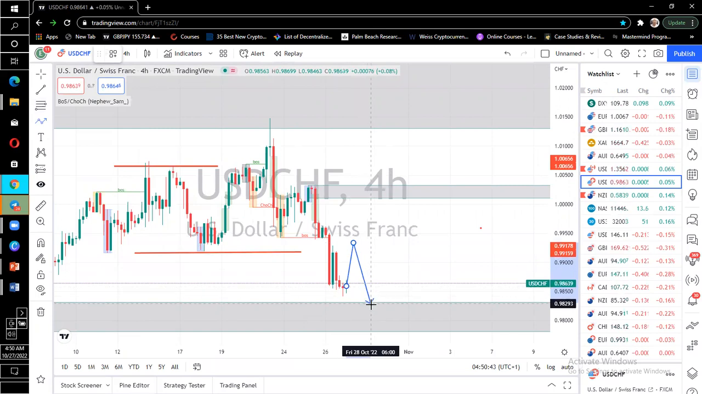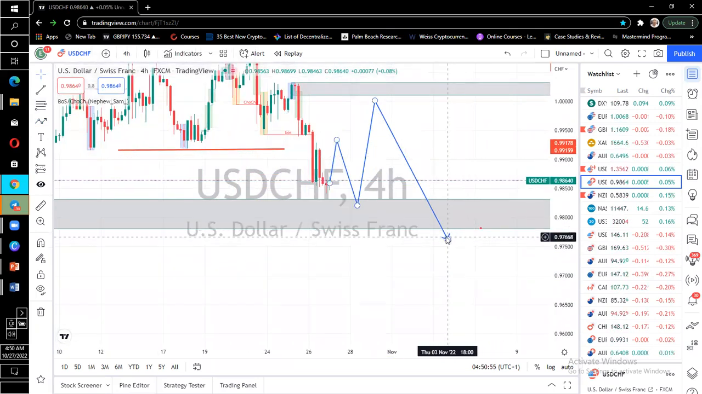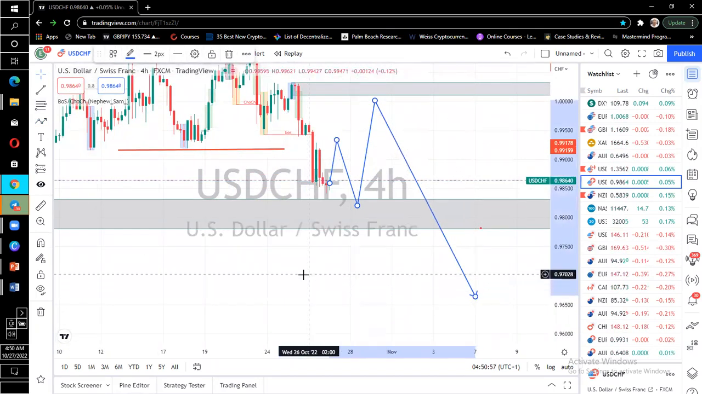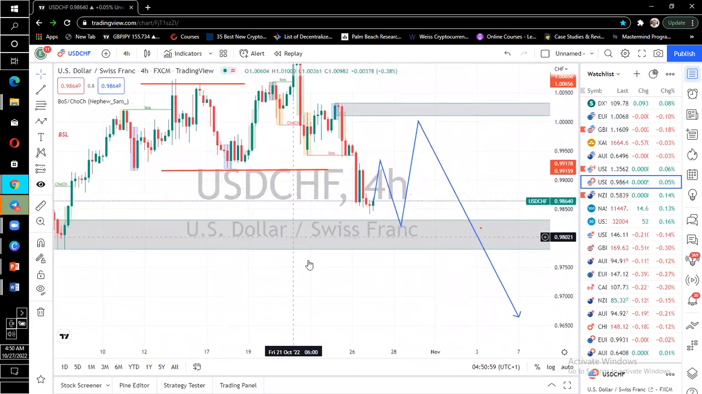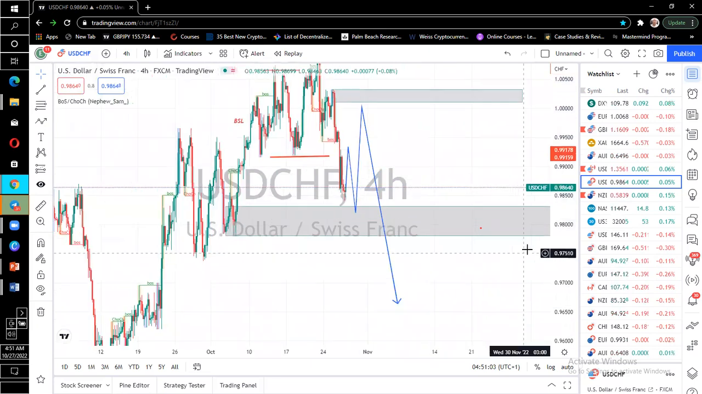Sweep down. Play back to this level. All right. Then sweep down. Now why am I looking at this like this? Let's zoom out and see why I'm looking at this like this.